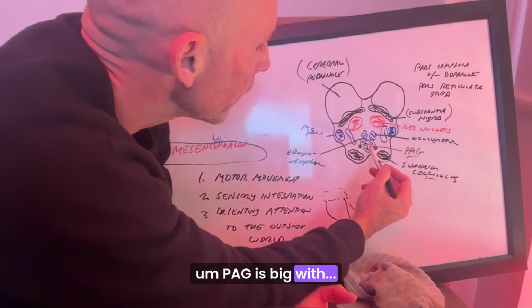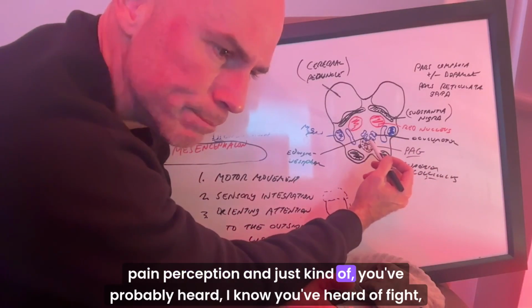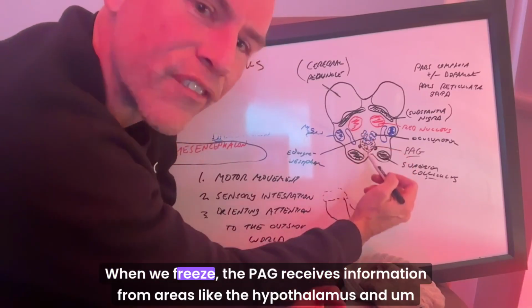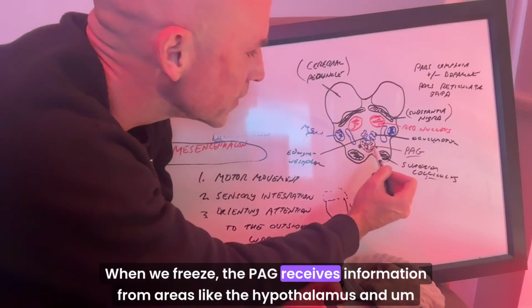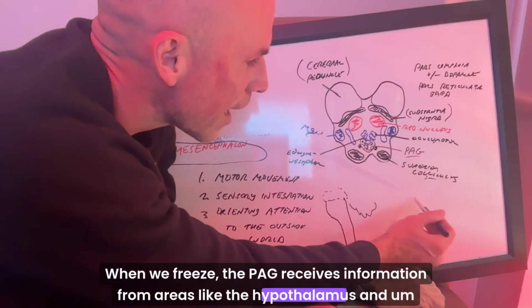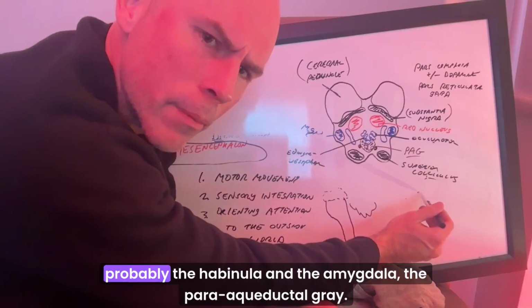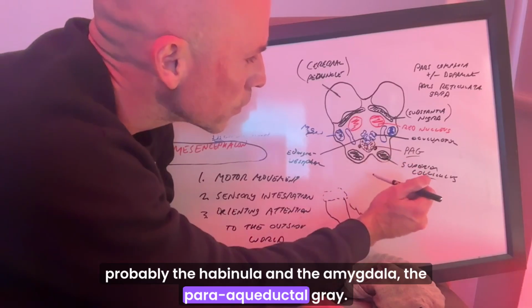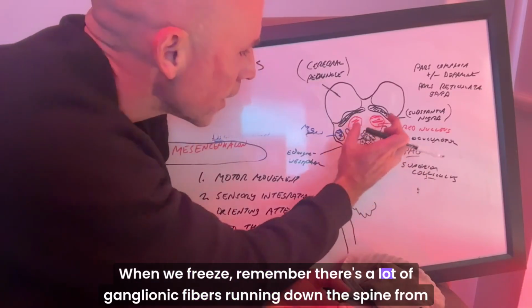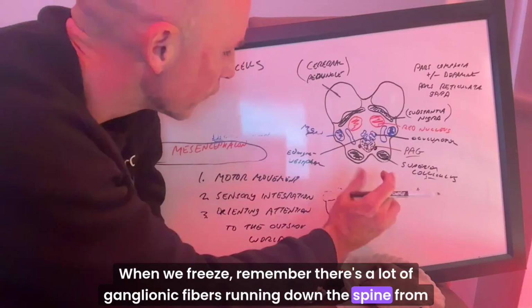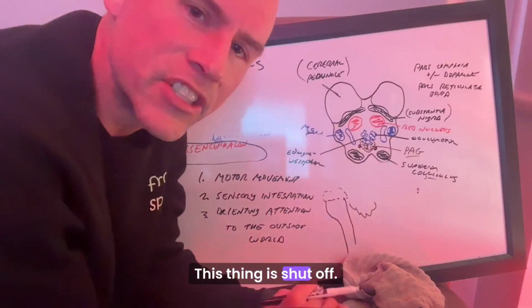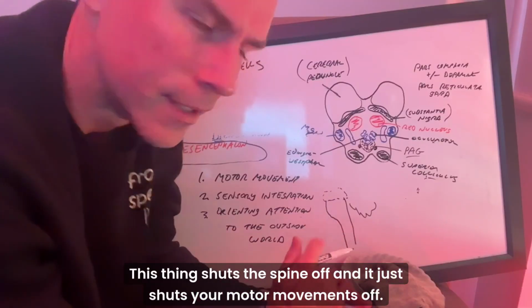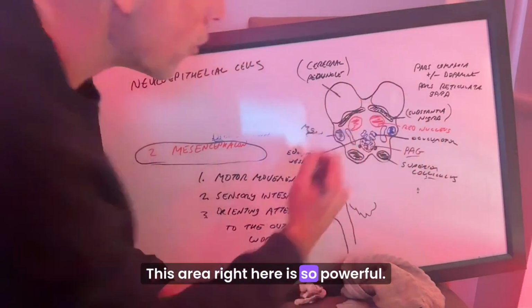PAG is big with pain perception and, you've probably heard of fight, flight, or freeze. When we freeze, the PAG receives information from areas like the hypothalamus and probably the habenula and the amygdala, the periaqueductal gray. When we freeze, remember there's a lot of fibers running down the spine from this area. This thing shuts the spine off, and it just shuts your motor movements off. It's so powerful. This area right here is so powerful.